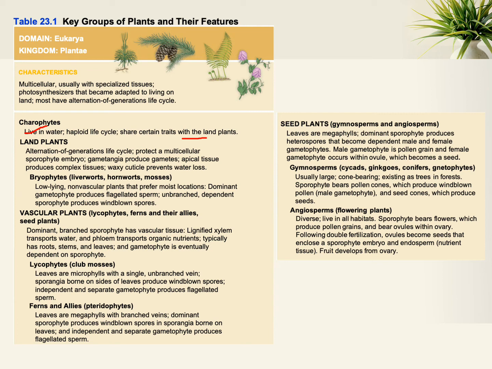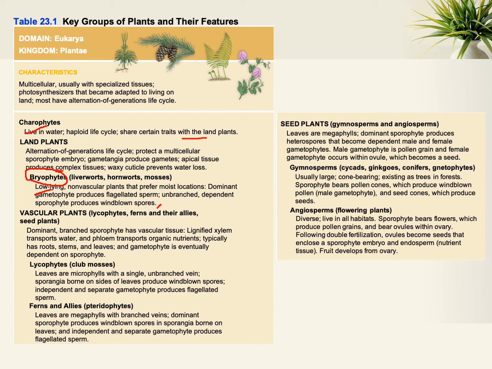Among land plants, the first non-vascular group is the bryophytes. Because they are non-vascular, they don't have support, so they are low-lying. They don't have a true stem and true roots. These are non-vascular plants that prefer moist locations. They have a dominant gametophyte phase, which produces flagellated sperm. The unbranched, dependent sporophyte produces windblown spores.